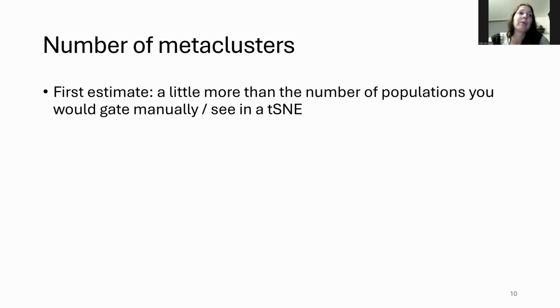Either you have some intuition about the number of populations you expect because you built your panel, you know which markers are in there, you know approximately the number of populations you're expecting, or maybe you did some first exploratory dimensionality reduction to visualize your data, and you have some notion of the amount of islands that are getting separated in a t-SNE.